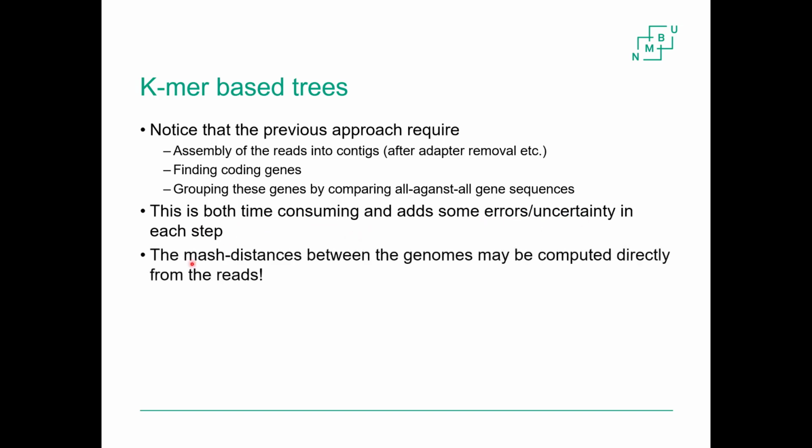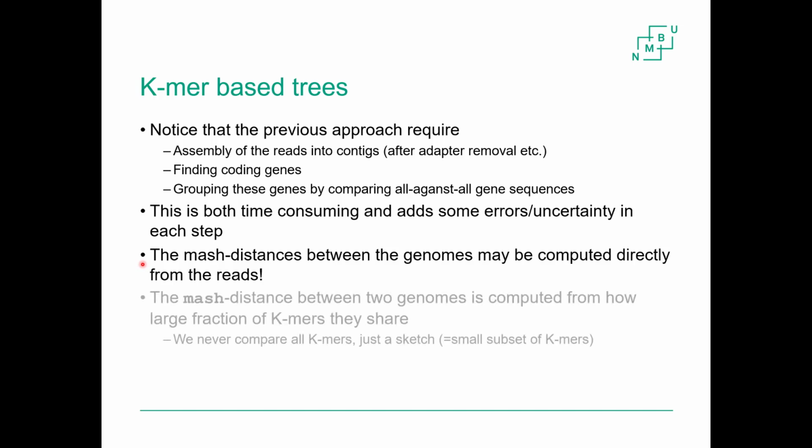So the big advantage of using this Mash software and computing distances from k-mers is that we can do that directly from the reads. We can actually skip all these three steps and go directly from the reads to distances between the genomes. And this is, I would say, the big advantage of this approach. This is more direct or objective in a sense. So the Mash distance between two genomes is computed from the fraction of k-mers that they share.